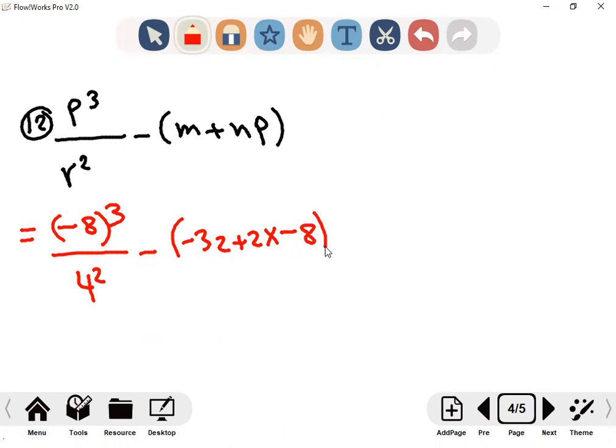Now let's calculate. Negative 8 to the power of 3, how much? The answer is negative 8 by 8 by 8. 64 multiply 8, 512, right? Over 16. And here we multiply first, 2 by negative 8, negative 16. Right?